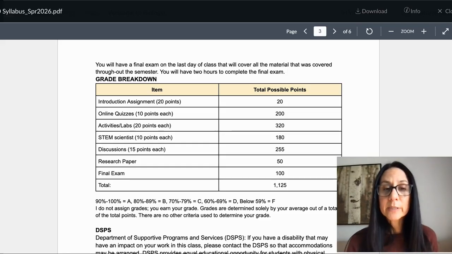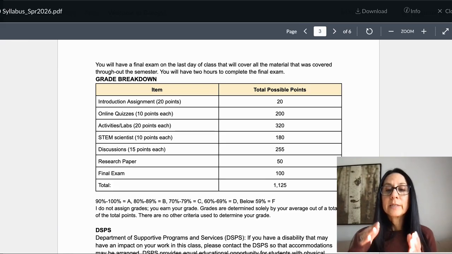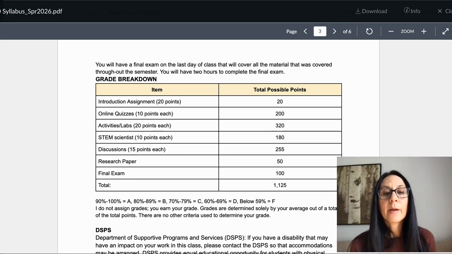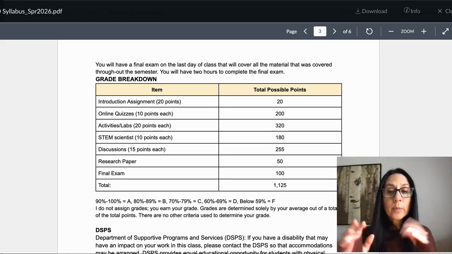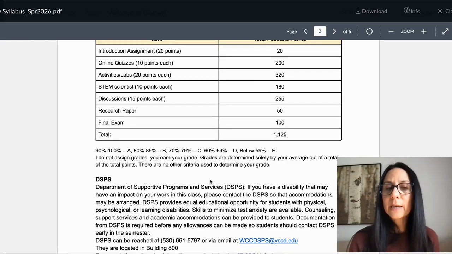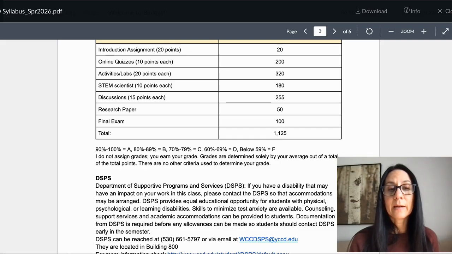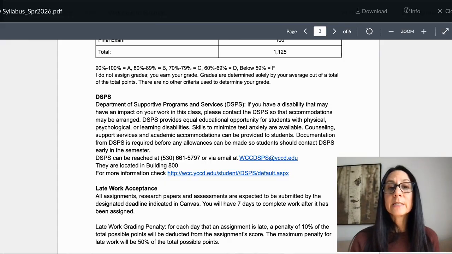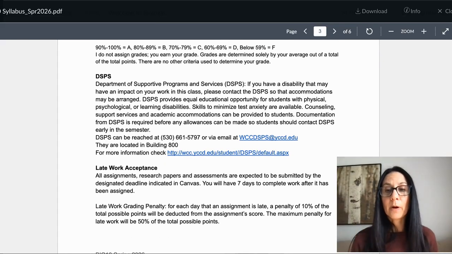Then you have a discussion every single week. That's worth 15 points. You get 5 points for writing to the initial prompt. And then you get another additional 5 points for each student that you respond to. So that makes a total of 15 points per discussion. And then you have your research papers, 50 points, and your final exam is worth 100 points. Those are all the points that you can get in this class. And so I do the typical scale, 90 to 100 is an A, 80 to 89 is a B, and so on.